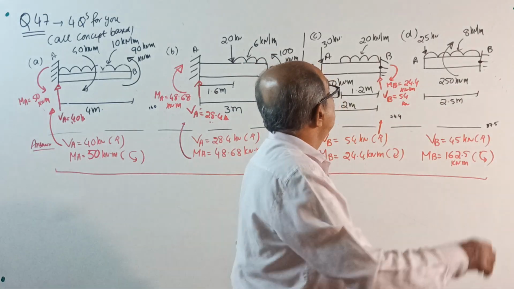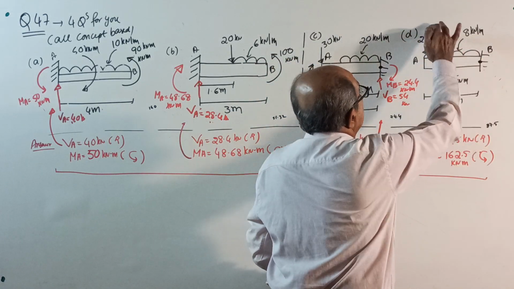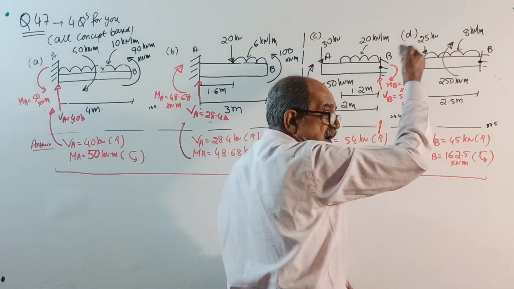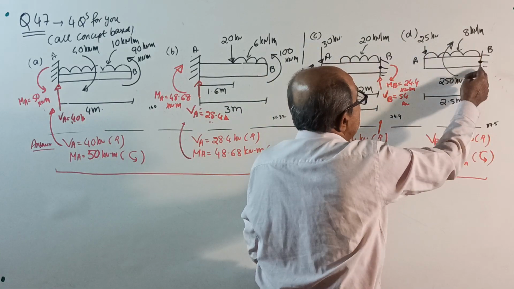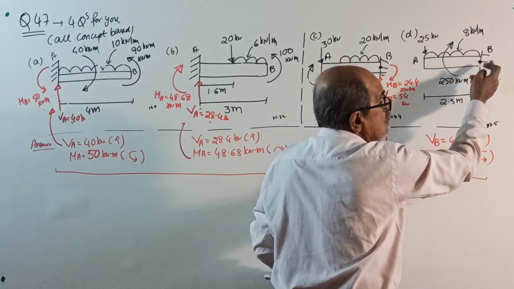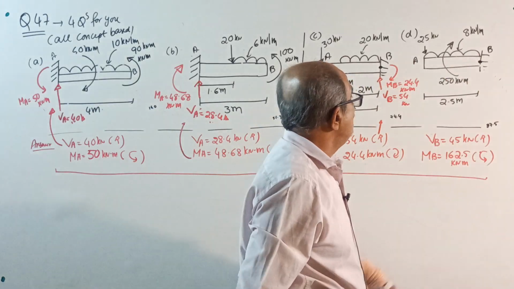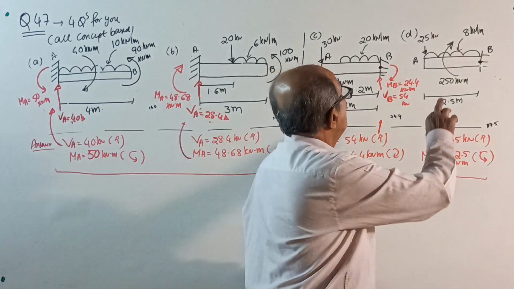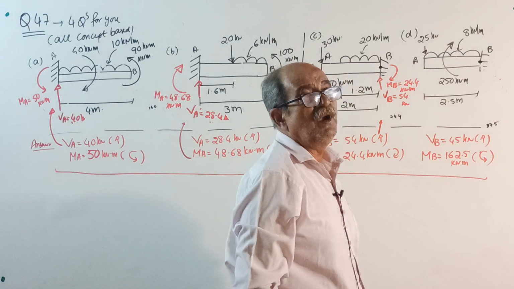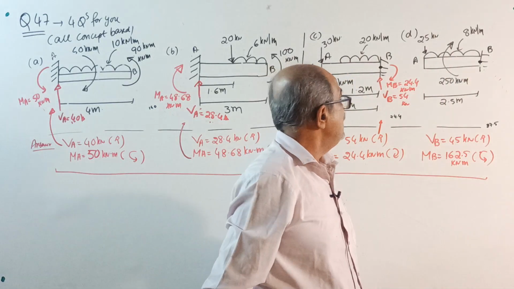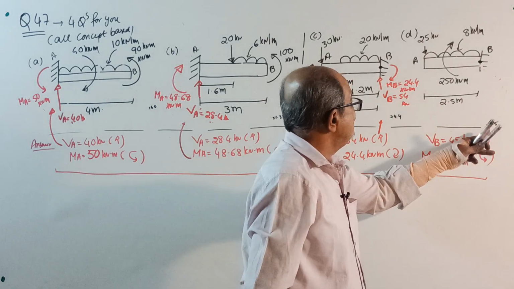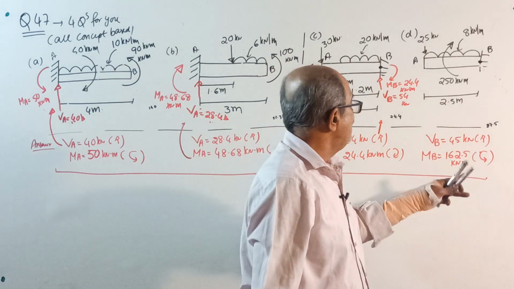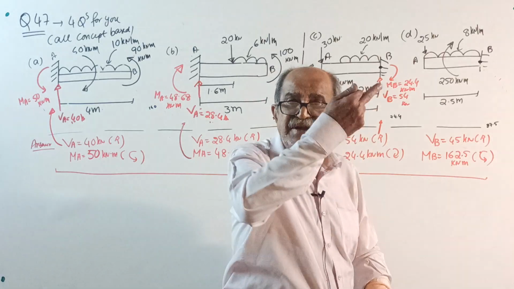Last question. See, moment about B. 25 into 2.5 is anti-clockwise. 8 into 2.5 into 2.5 by 2 also is anti-clockwise. Together it will be 87.5 anti-clockwise. But there's a couple of 250 kN meter clockwise. So net action will be 250 clockwise, 87.5 anti-clockwise means 162.5 anti-clockwise.